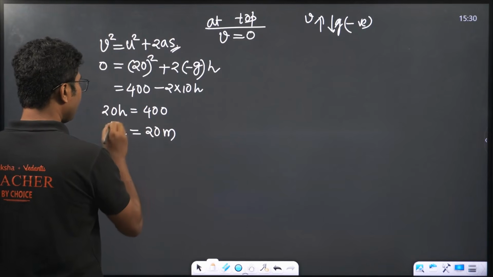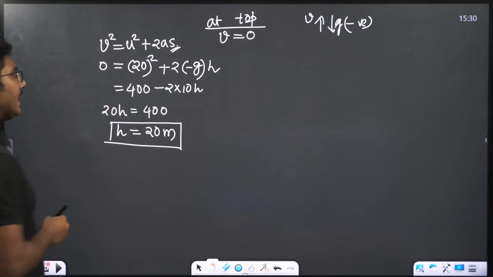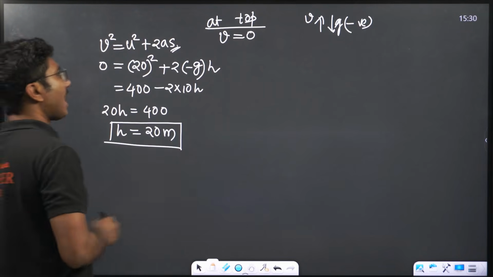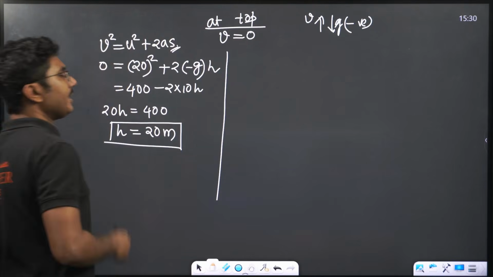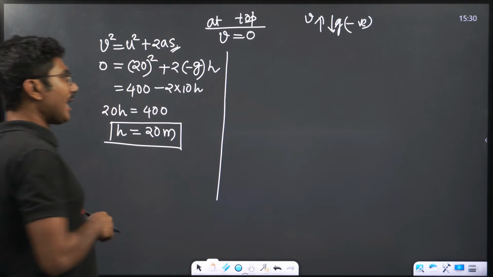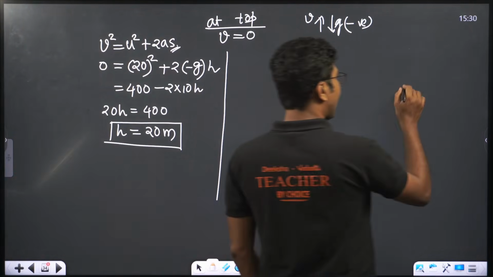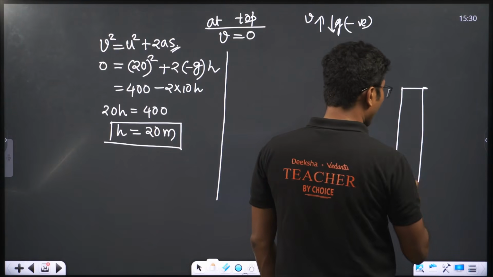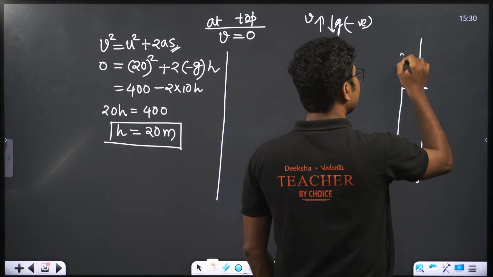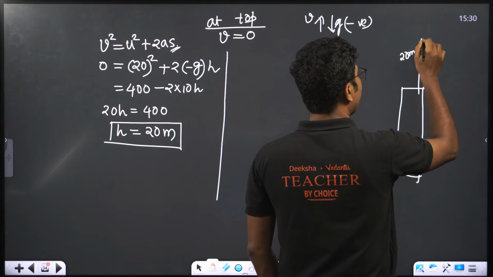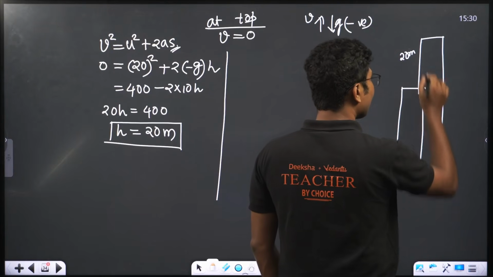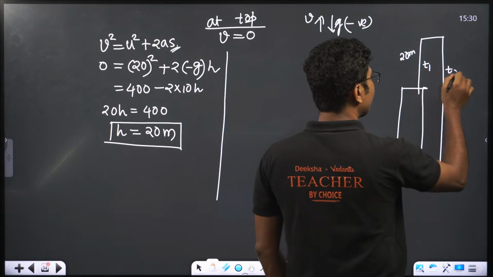So the ball will rise to a height of 20 meter. This is the maximum height that is achieved by the ball. Now we have found that the ball is rising to the 20 meter height, and now we have to find the total time. So this is t1, t2, t1 plus t2.